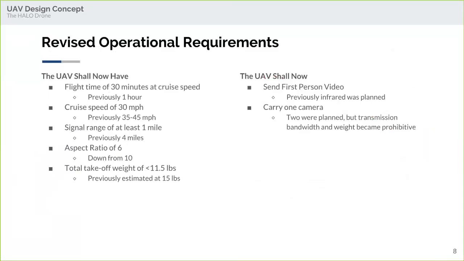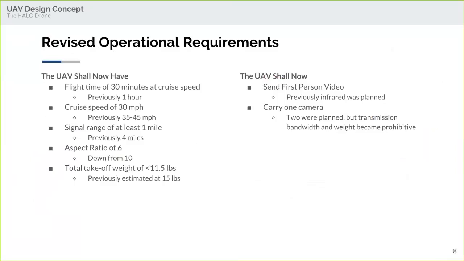These are our revised operational requirements from the MCR. Now we'll have a flight time of 30 minutes as opposed to the 1-hour flight time that was initially anticipated. This was dictated by the constraints of our operating conditions. We'll have a cruise speed of 30 miles per hour, which is a little bit lower than what we initially anticipated of 35 to 45 miles per hour. Our signal range will be at least 1 mile. It was previously 4 miles, and this was dictated primarily by our video transmission capabilities.